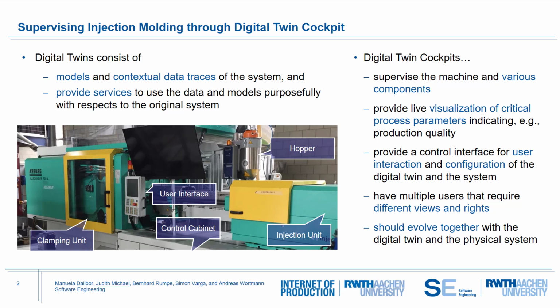To create the digital twin for such a system, we need the models and contextual data traces of this cyber-physical system. Moreover, the digital twin provides services to use the data and models. Such a digital twin needs interfaces for human interaction, namely a digital twin cockpit, which allows to supervise the machine and components. It provides live visualization of relevant process parameters to make quality checks possible. The digital twin cockpit provides a control interface and ensures different views and rights for various user groups. Clearly, such a cockpit should evolve together with the digital twin and the physical system it represents.